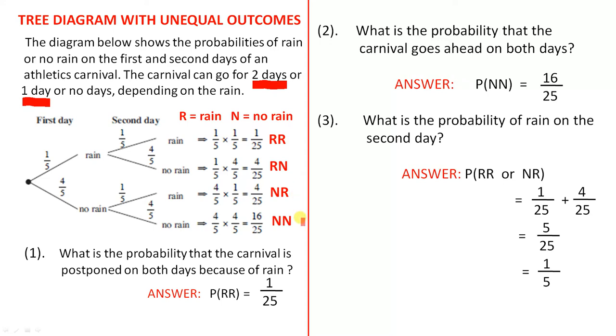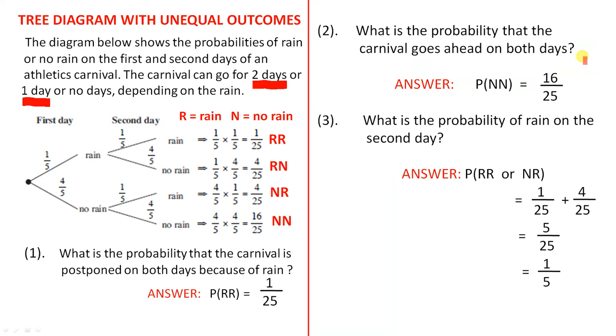So there are 4 possibilities. Rain on both days. Rain on the first, no rain on the second. No rain on the first, rain on the second, and no rain on both days. Here are the questions. What is the probability that the carnival is postponed on both days because of rain? So that's the probability of RR. And there it is there, 1 on 25.